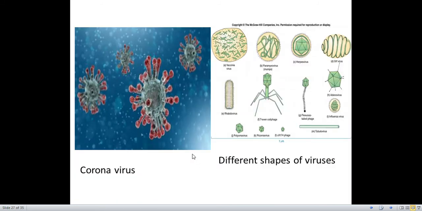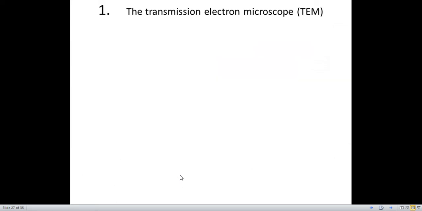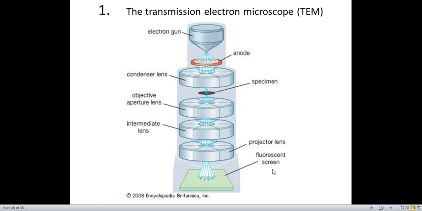Now here I have shown you a picture of coronavirus, and different shapes of viruses are shown in this picture. The transmission electron microscope. These are the parts of the transmission electron microscope. You can go through this slide and try to understand the parts of the transmission electron microscope.